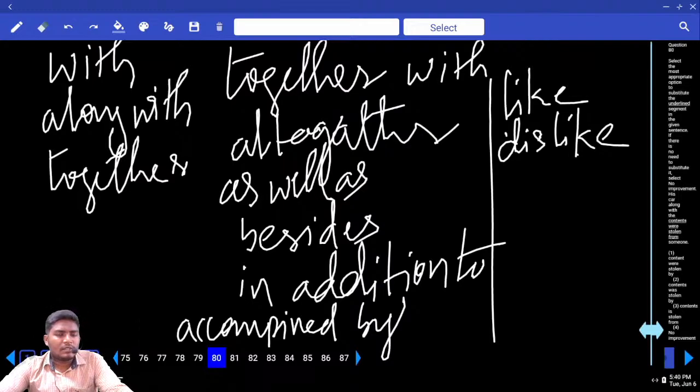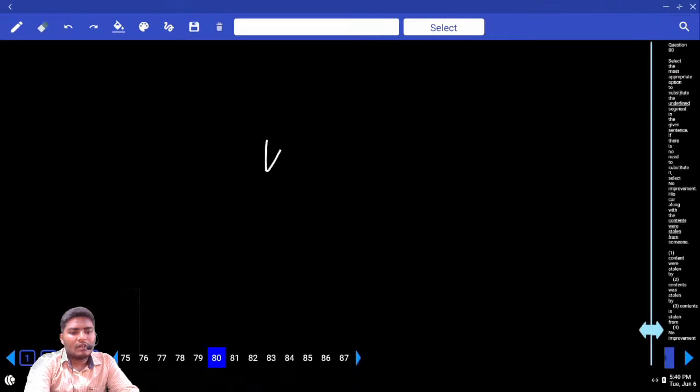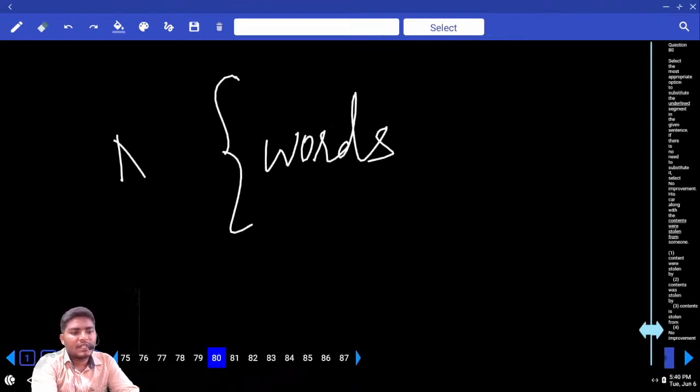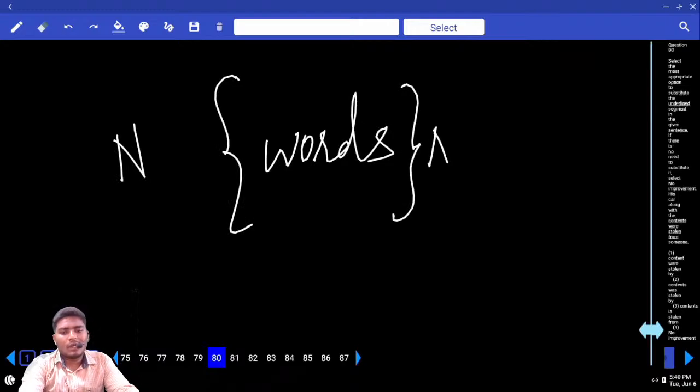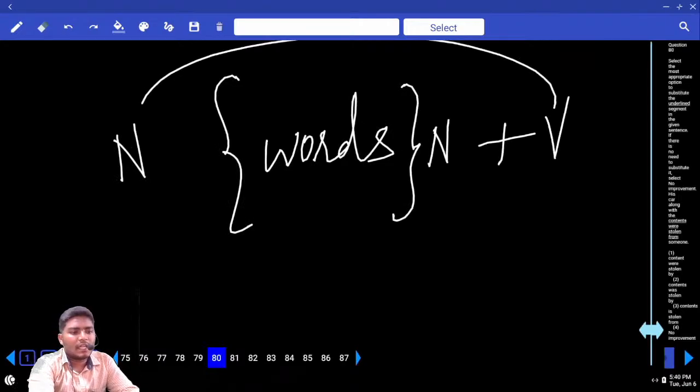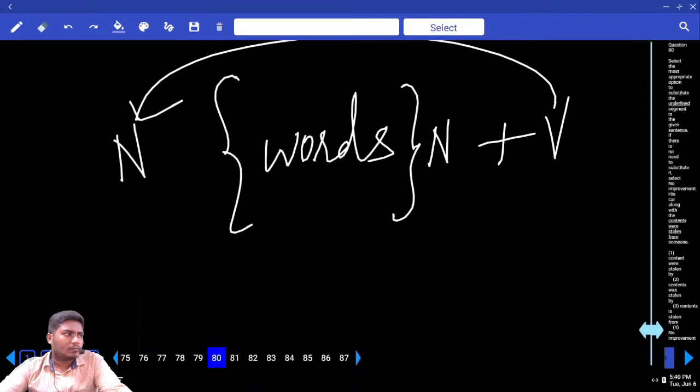You should remember all this list. Can you read the list, please? With, along with, together, together with, all together, as well as, besides, in addition to, accompanied by, like and dislike. If these words are preceded by one noun and followed by one noun, the verb should agree with the first noun.